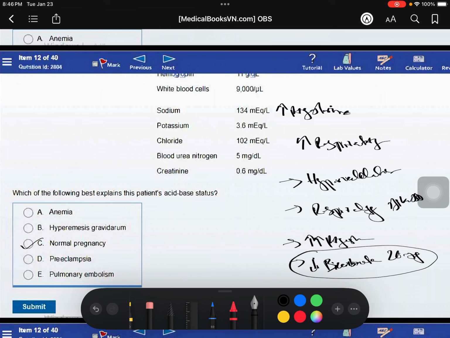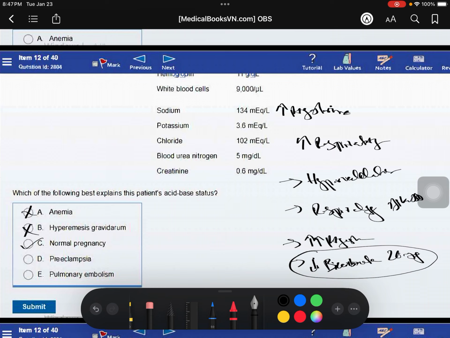So it is a normal pregnancy, and it is a normal pH. Let's come to the incorrect choices. Why is anemia incorrect? From her laboratory findings, the hemoglobin concentration is 11 gram per deciliter, and anemia is defined as hemoglobin concentration less than 11 gram per deciliter in the first and third trimester, and less than 10.5 gram per deciliter in the second trimester. So this is also incorrect.